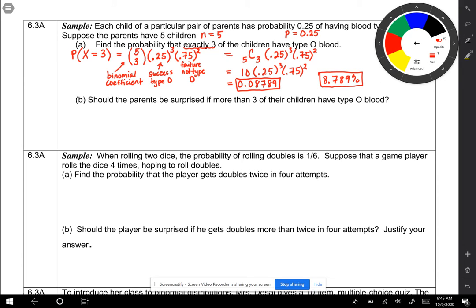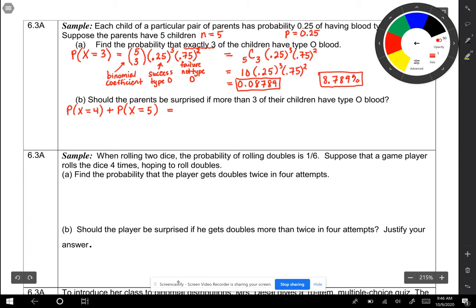Let's do part B to add on to this. Should the parents be surprised if more than 3 of their children have type O blood? So if it's going to be more than 3 of the children, you could have exactly 4 children, or exactly 5 children. So probability x equals 4, you have to add those, plus the probability that x equals 5, all 5 would have type O blood. So you're going to have to use the binomial probability formula twice there.